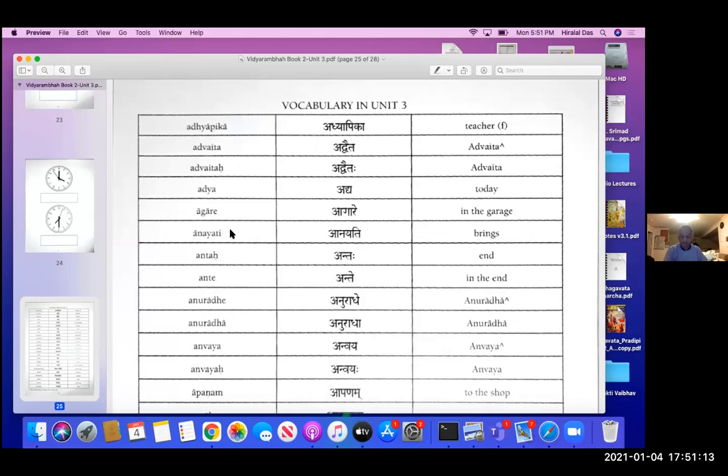Okay, Jyotsna? Are we starting at Anayati? Yes, Jyotsna, where my arrow is. Okay. Anayati brings. Antaha and ante, in the end. Anuradha. So this Anuradha is subject and this Anuradhe is in vocative form. You have to remember that. Okay, next.